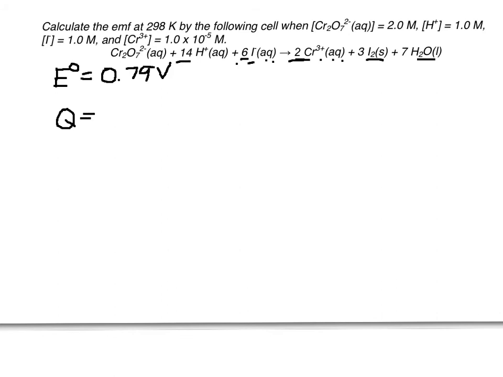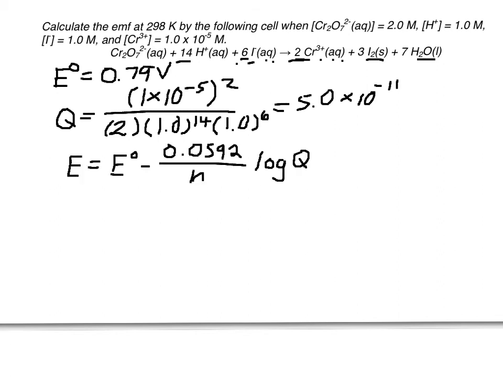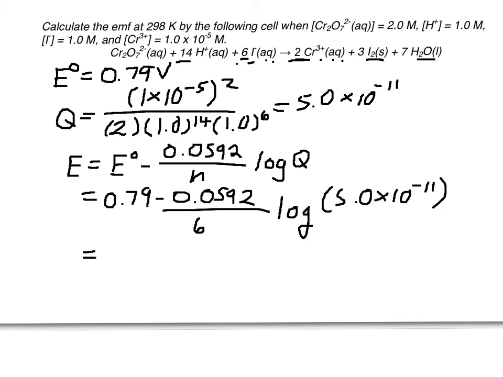Now that we have our value for Q, we can start plugging this into our Nernst equation. I'm going to use this version. My value for N here, if I go back and look at my half reactions, is 6 electrons being transferred. So this is my setup. If I go through and solve, I end up with about 0.89 volts. So when I changed the concentrations, the voltage actually went up a little bit. I can also change the concentrations and make it go down a little bit.